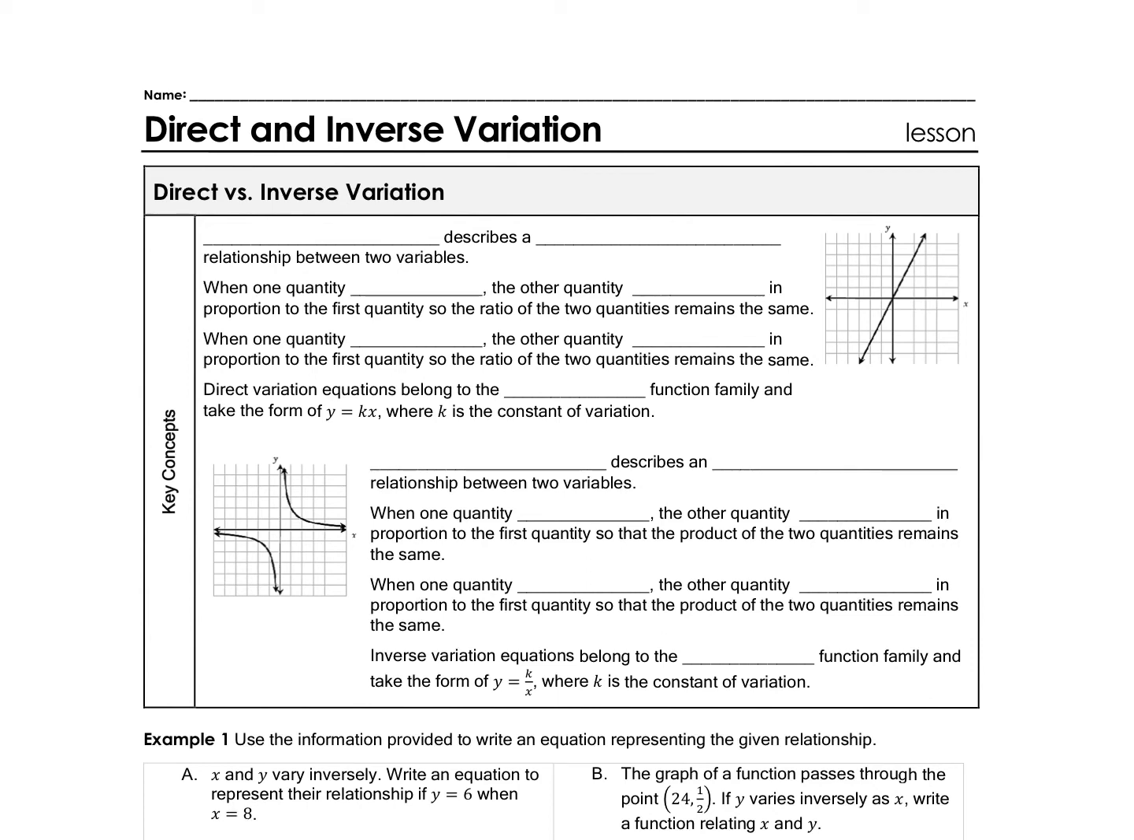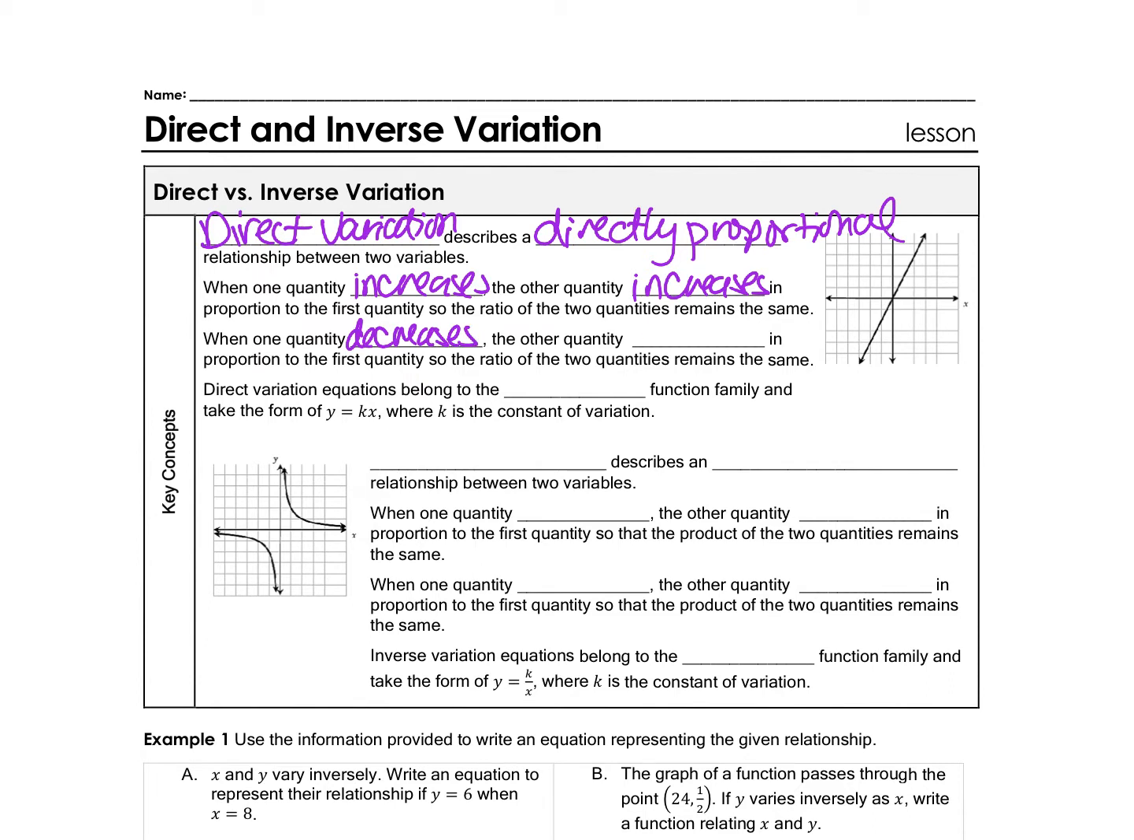Okay, so in this lesson, we're going to be looking at direct and inverse variations. So it says direct variation describes a directly proportional relationship between two variables. So what that means is when one quantity increases, the other quantity also increases. And then vice versa, when one quantity decreases, then the other one also decreases.